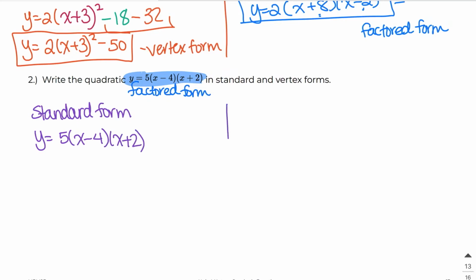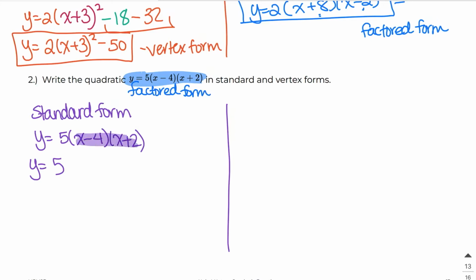Now, it doesn't matter what order you do your multiplication in. You can either distribute the 5 through first, or you could multiply x minus 4 by x plus 2. You could even distribute the 5 through to the x plus 2. But you cannot distribute the 5 through twice, because then you're multiplying by 5 2 times, and that's not allowed. So what I like to do is just get rid of the hard part first, and I'm going to expand this part right here first.